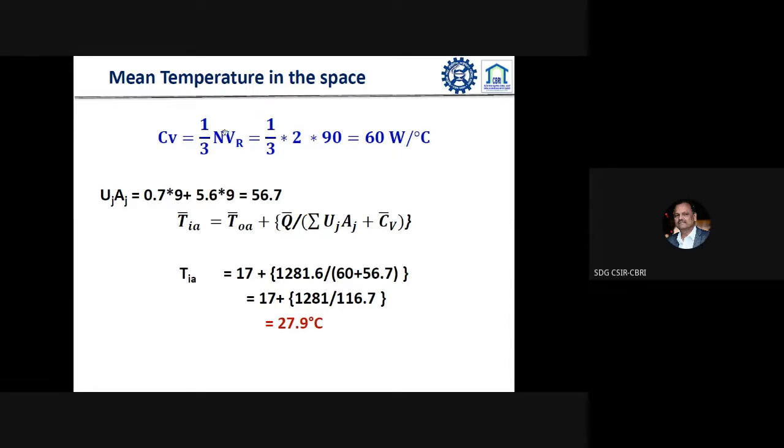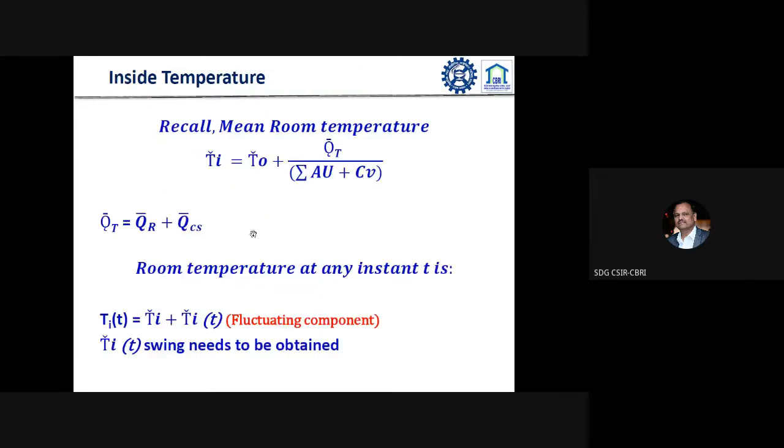So altogether, that is the heat gain coming in. If you put all this in, to find out the internal temperature Tr, it is nothing but the average of your outdoor temperature plus the heat gain divided by the thermal transmittance A plus Cv. So altogether we find the internal temperature is 27.9 degrees centigrade. So this is what that equation is.